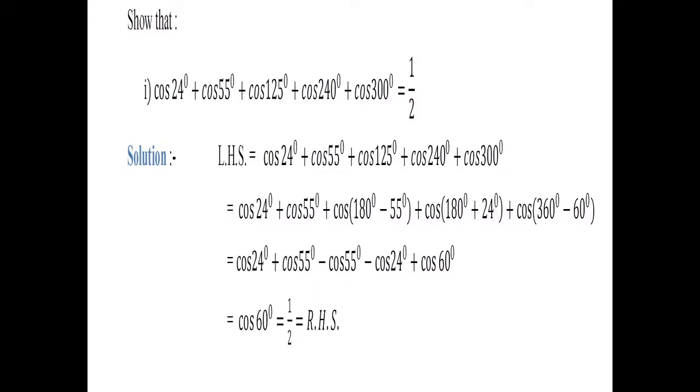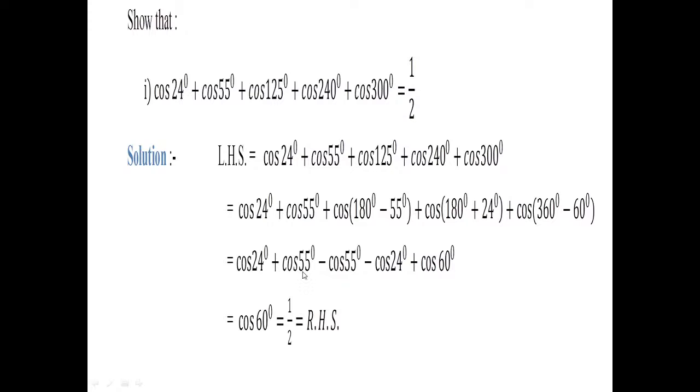Cos 125 degree can be written as 180 minus 55. Cos 240 can be written as, sorry, this is 204 degree, 180 plus 24. This is a printing mistake here: cos of 240 is replaced by 204. Then cos of 204 degree is cos of 180 plus 24 degree, and cos of 360 minus 60 degree.